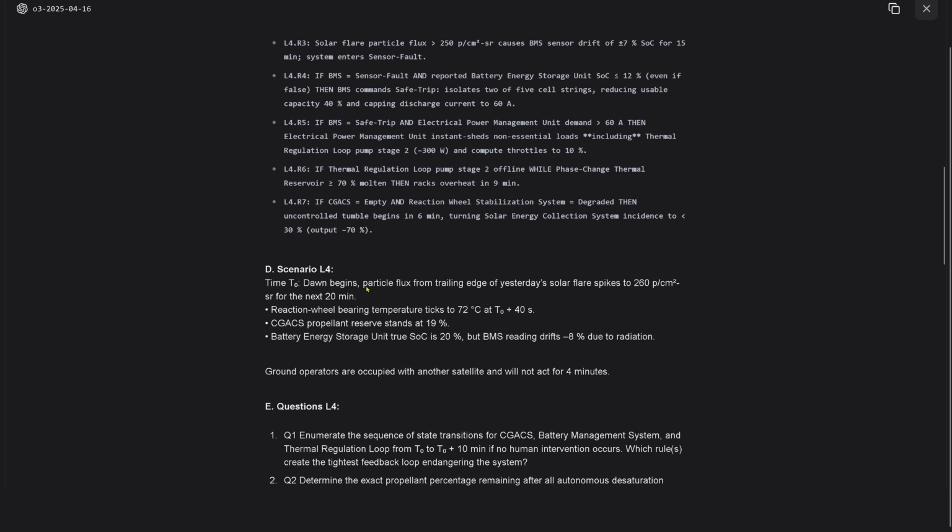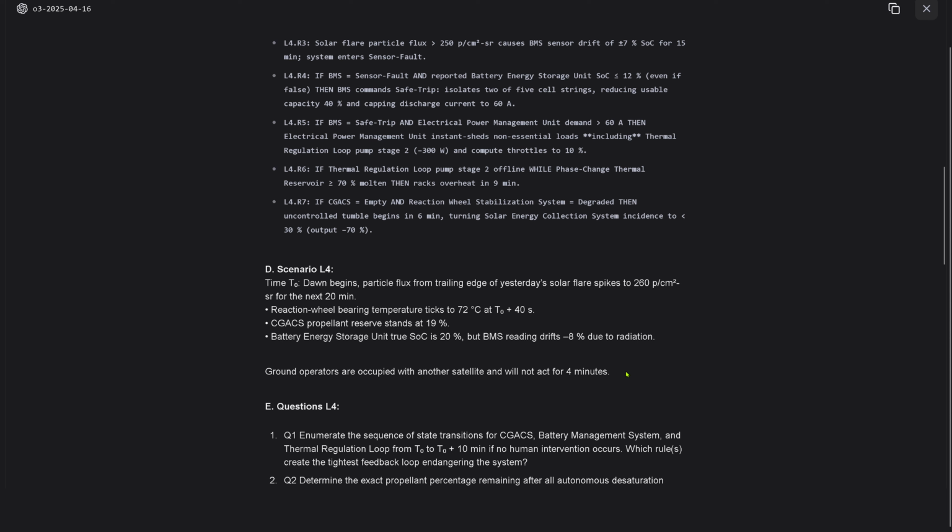So as the dawn begins, the particle flux of the trailing edge of yesterday's solar flare spikes here to a particular value for the next 20 minutes. This means the reaction wheel bearing temperature ticks to 72 degrees Celsius within 40 seconds, and the propellant reserve is now at 19%. The battery energy storage true SOC is at 20%, but we have now a drift of 8% due to the radiation. The ground operator is occupied with another satellite and will not act for 4 minutes.